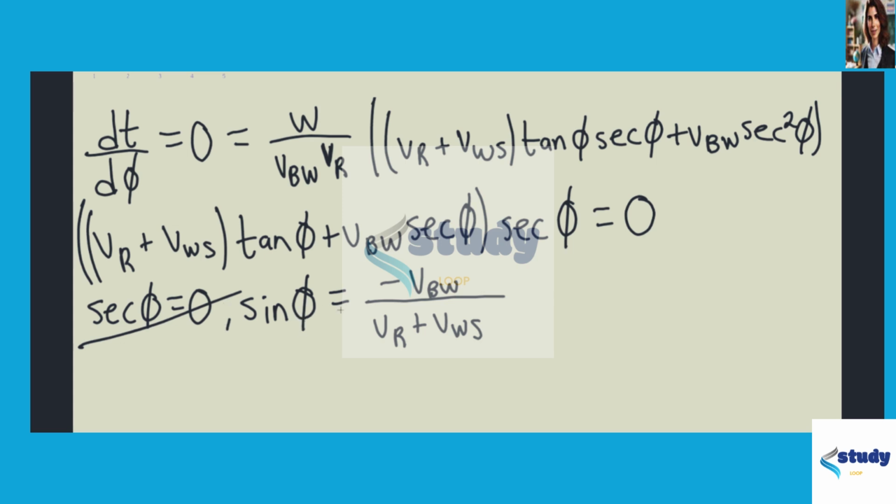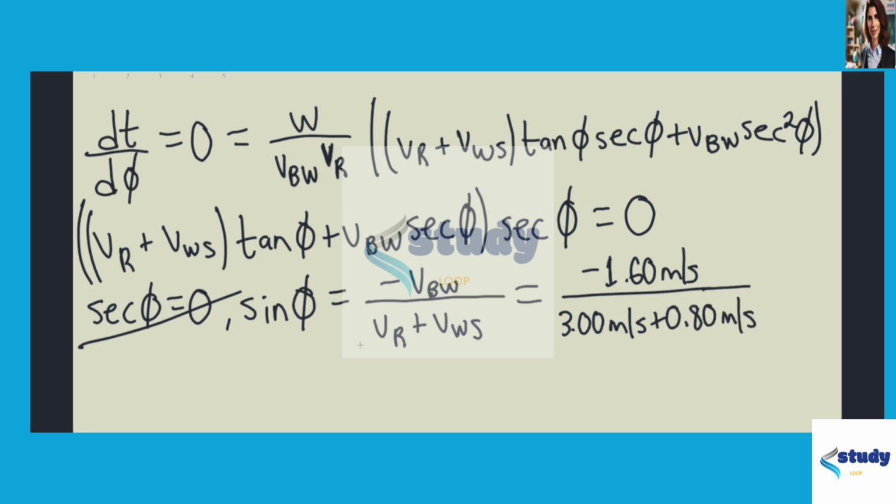And so we can solve, say that this is negative 1.60 meters per second divided by 3.00 meters per second plus 0.80 meters per second. And phi would equal arcsine of negative 0.421, equaling negative 24.9 degrees.